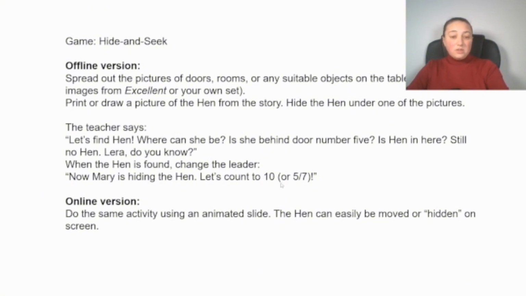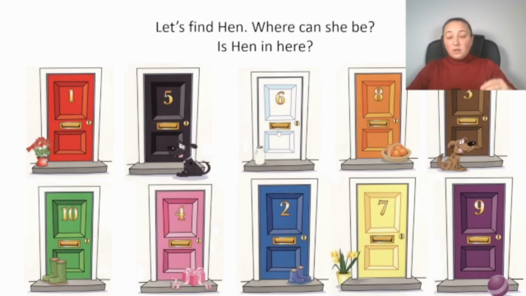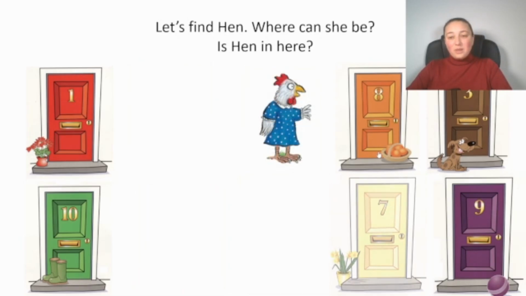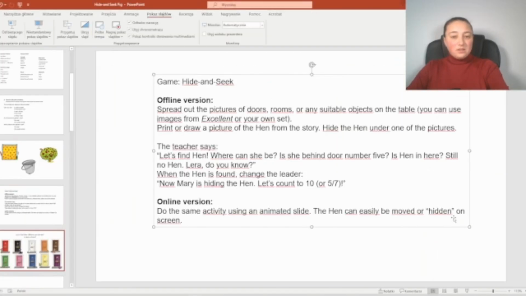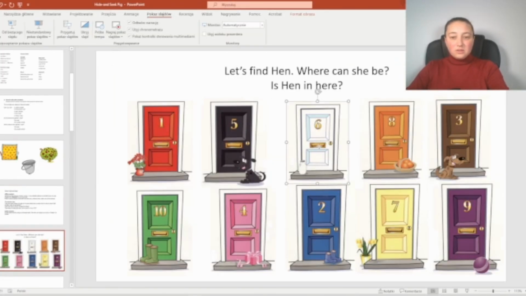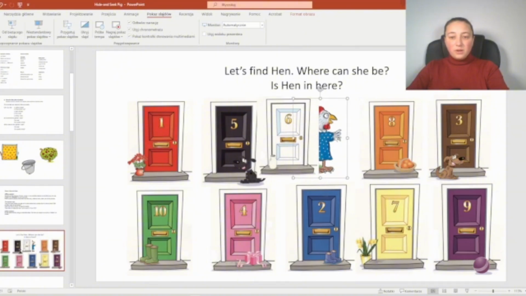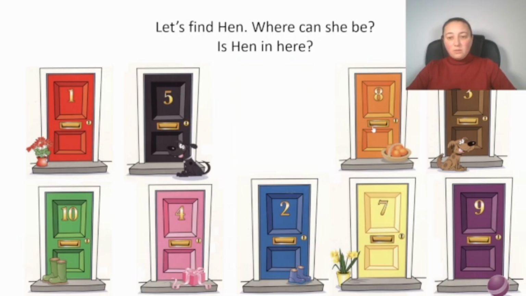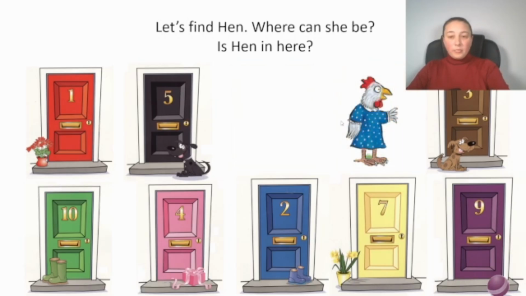We do the activity using an animated slide. Here we are, so we can... is hen in here? Oh, yes, I guessed it immediately. Yes, so there is no hen behind the other doors. And here the hen can be easily hidden behind another door, like this. And here you are. This is an empty door, and here we have the hen.